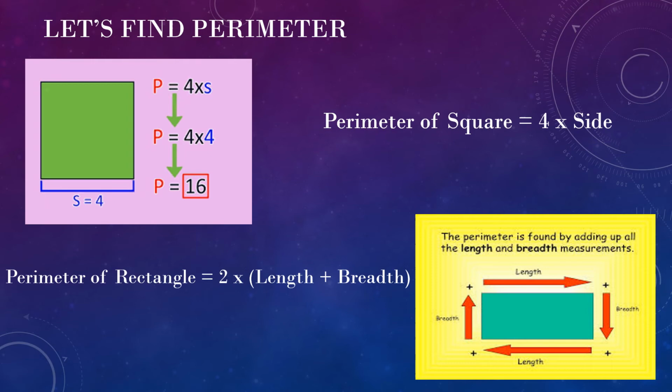Now see this rectangle. There are two lengths. The longest are lengths and the shortest are breadths. So there are two lengths opposite to each other which are equal, and two breadths opposite to each other are equal. Because there are two lengths and two breadths we are adding, the perimeter of the rectangle is 2 into (length plus breadth).